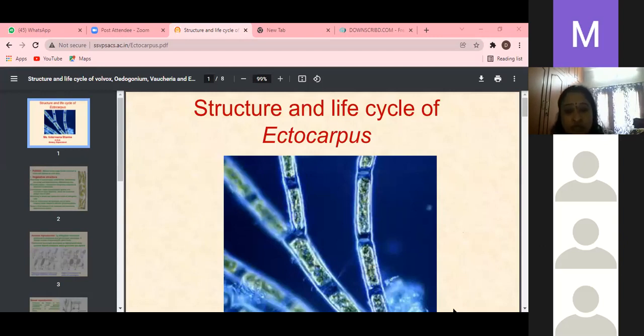And what type of reserve food material? Starch is very common, but here laminaria or chrysolaminaria starch and mannitol alcohol are present as reserve food material. The cell wall is made up of cellulose, which is very common, but fucinic and alginic acids are also in the cell wall. And two types of flagella are present, that is called heterokont type of flagella.